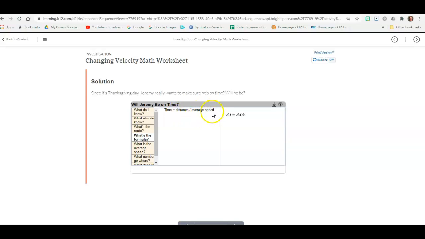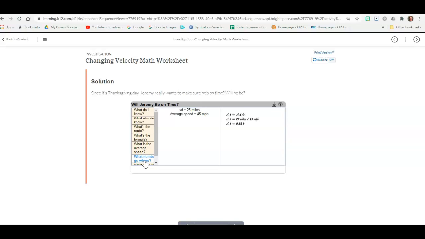Average speed is where we're going to do most of our problem solving, because we've got 2 different speeds there. His average speed: half the trip is at a speed of 25 miles per hour and half is at 65 miles per hour. To find the average, you just add those up and divide by 2, which gives you 45 miles per hour average speed. So that is where you plug in that number.